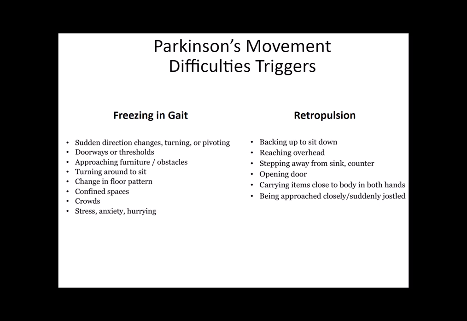Next, there's retropulsion, and on the right-hand side of the slide, you can see if the person is going to try and back up to sit down, that might cause them to go backward. Reaching overhead, so for example, reaching up for something in a cabinet or a countertop, and stepping away from something, opening a door. You can imagine having that door pull open, and as you're pulling it open, you're causing that person to move backward. Or carrying items close to your body, or being suddenly jostled or approached.